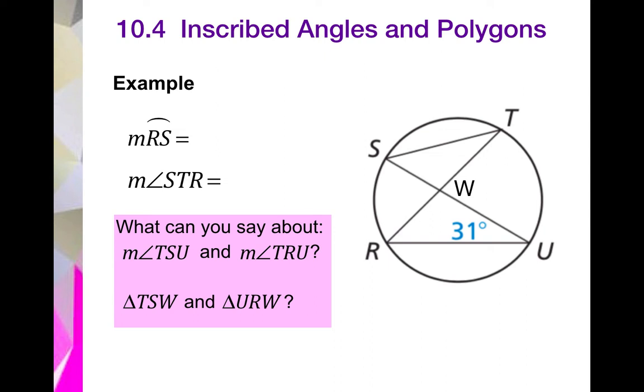What can you say about the angle TSU? TSU. Well, look how it intercepts this arc here. And TRU, this angle, intercepts this arc here. Since it intercepts the same arc, then this angle and this angle must be congruent. So we've shown that these two angles are congruent. Then what we can say about this triangle up here and this triangle down here is that they are similar triangles by angle-angle similarity.